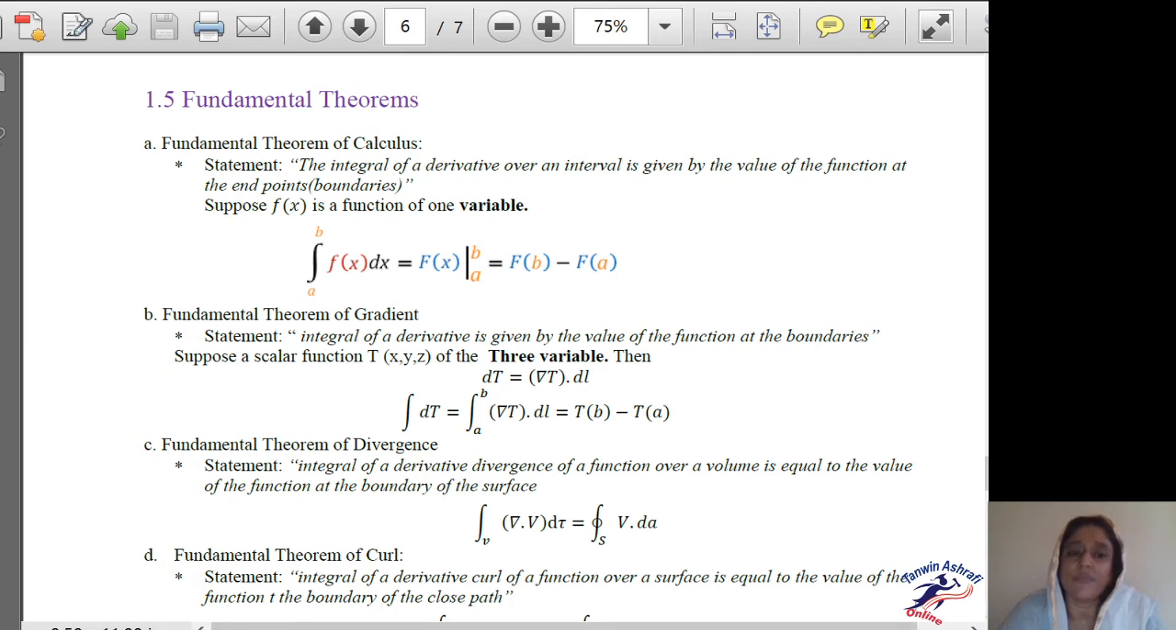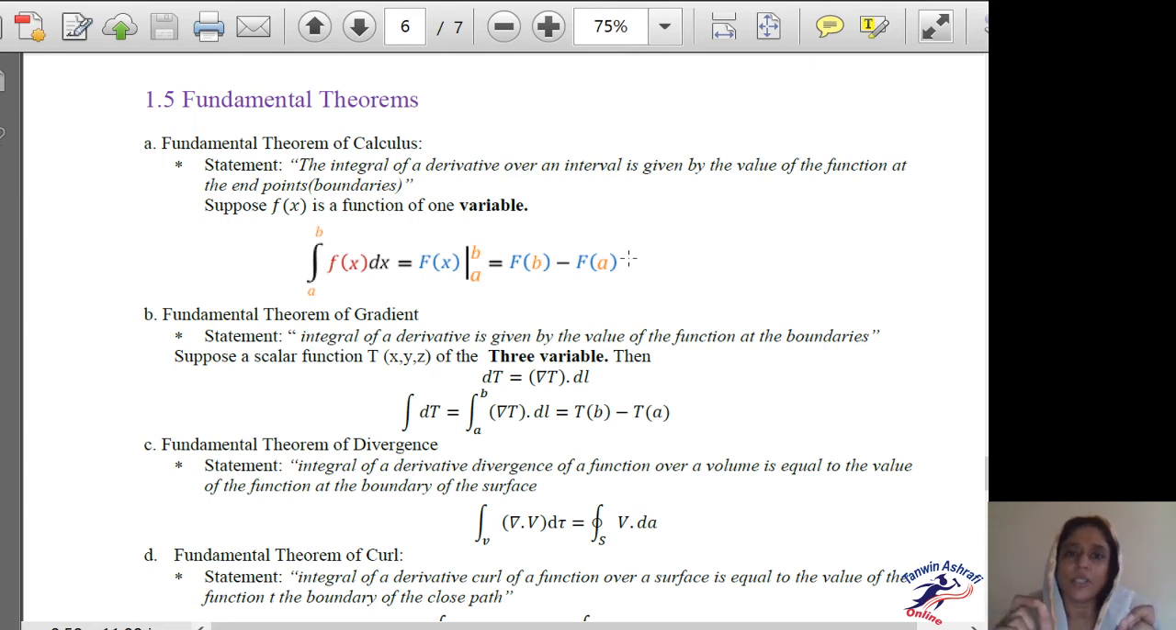Now suppose f of x is a function of one variable. Therefore, from point A to B, the integral of f'(x) dx is equal to the function's value at B minus the function's value at A. That means it completely depends upon where you started and where you ended. Does it depend on which path you follow or which shape it takes? No, it only depends on the boundary points.